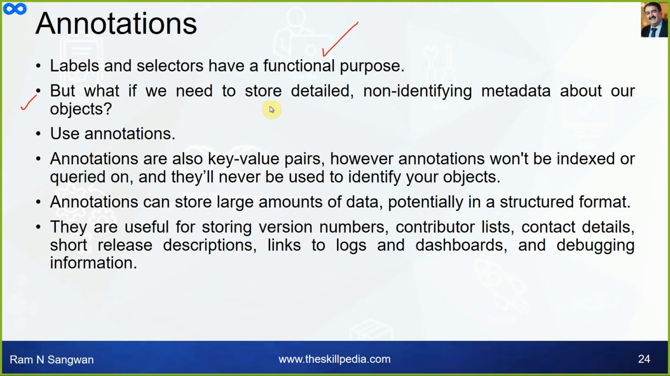What if you just want to store detailed non-identifying metadata about your objects? Then you can use annotations. They are also key value pairs. However, annotations won't be indexed or queried on, and they will never be used to identify your objects. They are not for that purpose. Annotations can store a large amount of data, potentially in a structured format. The purpose here is the version number, contributor list, contact details, short release descriptions, links to logs, dashboards, and debugging information. Meaning, as I said, comments for a programmer.